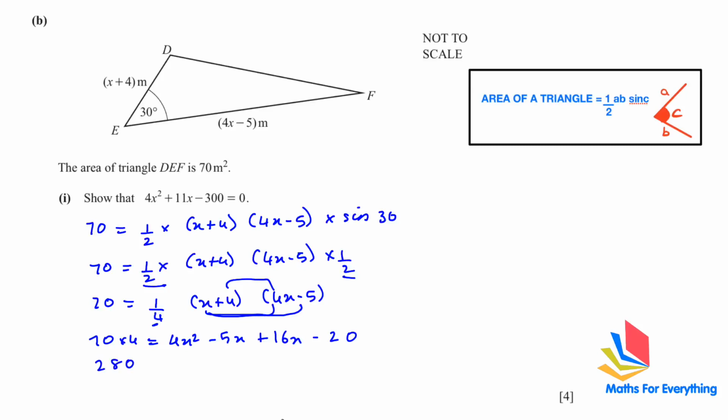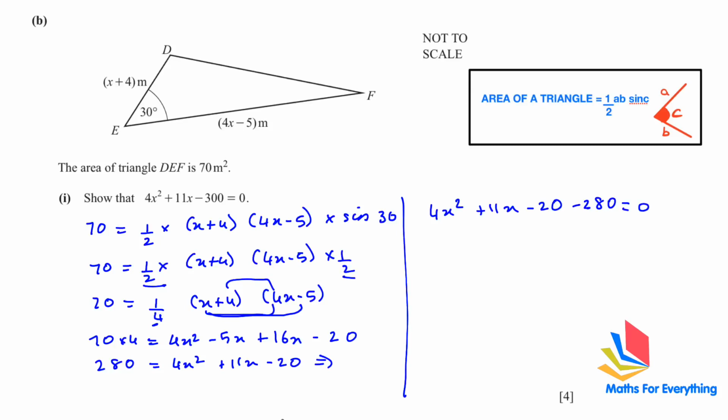So 280 is equal to 4x squared plus 11x minus 20. Bring the 280 to this side and you will have this equation 4x squared plus 11x minus 20. It's a positive 280. When you bring it to the other side, it will be a negative 280. And we got the answer which they asked us to get.